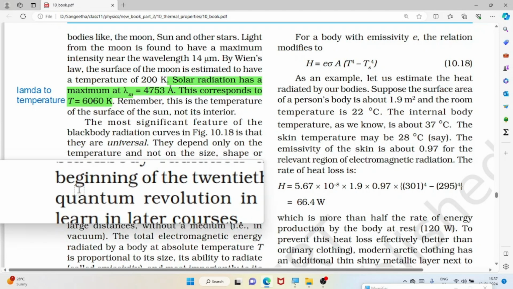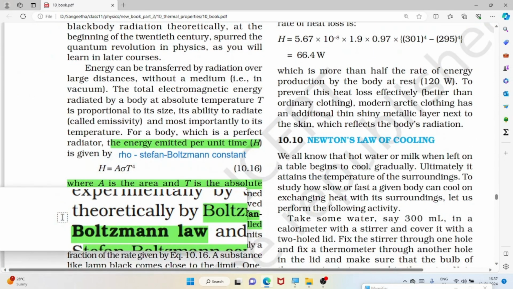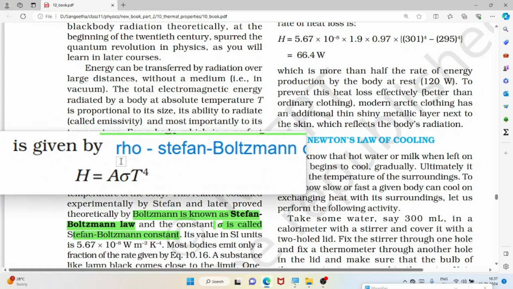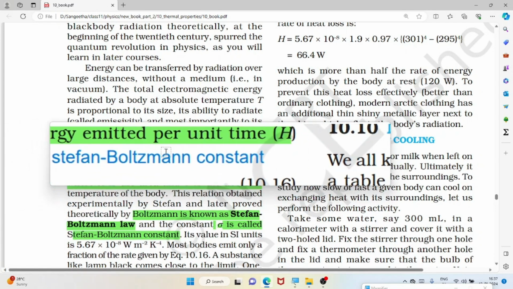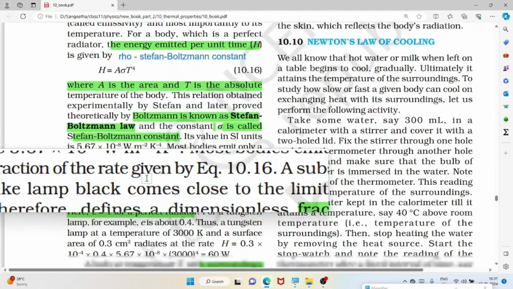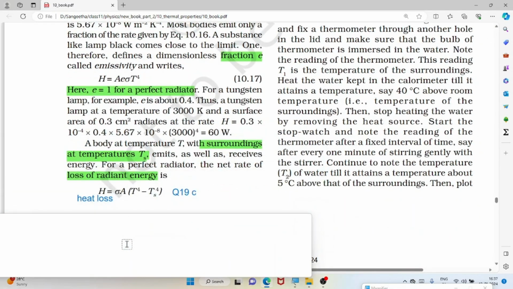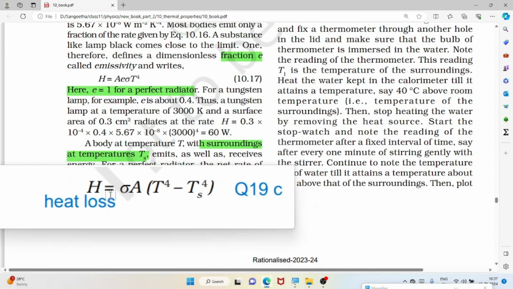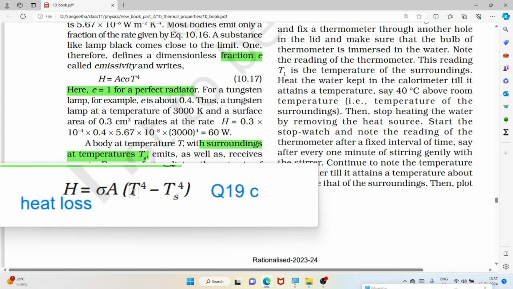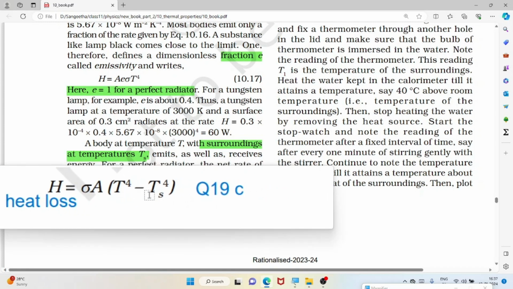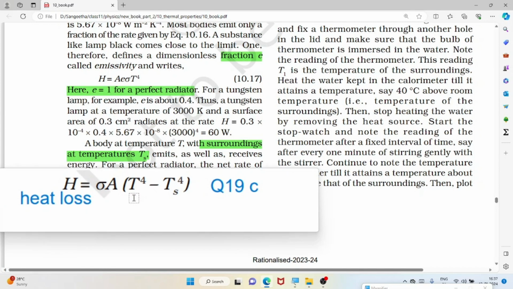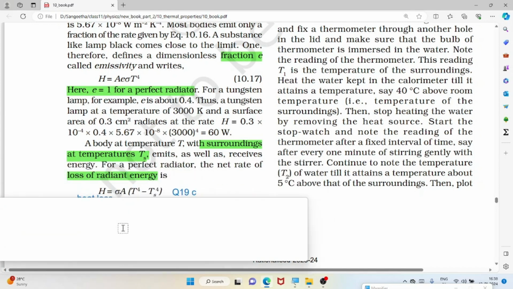So based on this wavelength we can compute the temperature of the planet also. Energy emitted per unit time. This rho is the Stefan-Boltzmann constant. Okay, this is the heat loss between the hot body and the surrounding. Ts is the surrounding temperature, T is the temperature of the body.